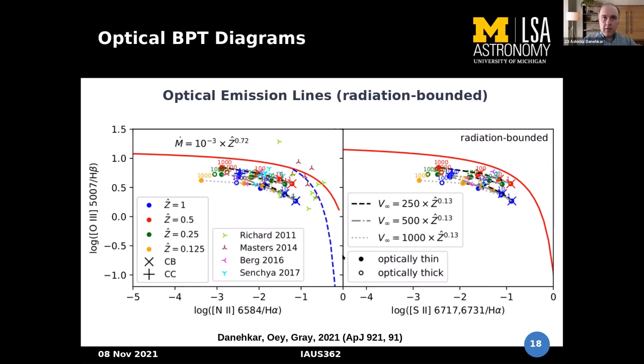And as you see, there is good agreement with the typical regions: below the red line in the BPT diagram is the Starburst region, and above the red line there are active galactic regions.